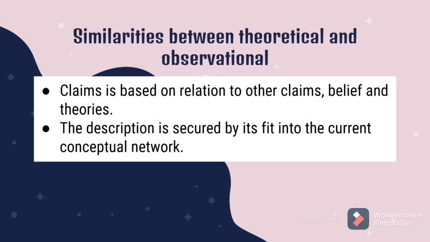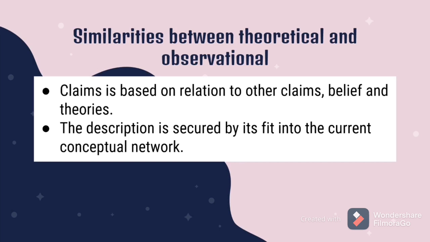There are similarities between theoretical and observational claims. The first one is that claims are based on their relation to other claims, beliefs, and theories, which means both theoretical and observational claims are correlated to one another to support theory. And the second one is that the description is secured by its fit into the current conceptual network.